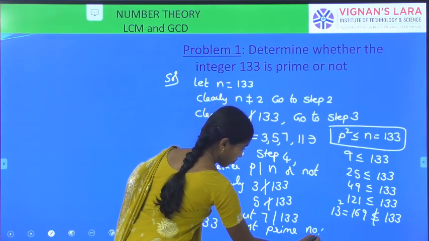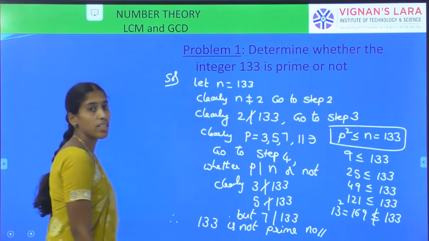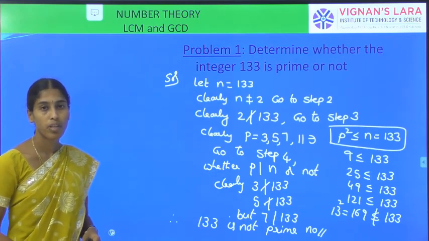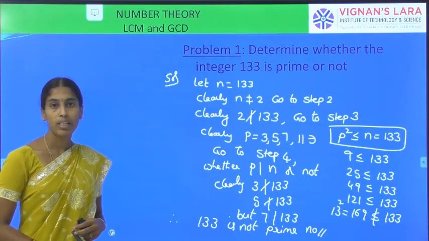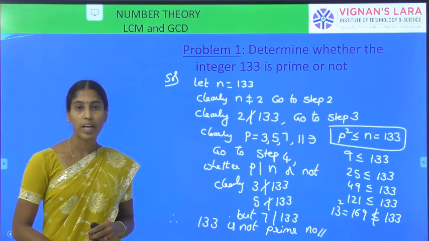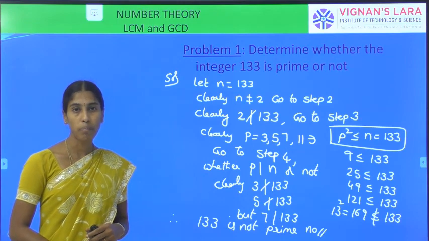In this class, we discussed the relation between LCM and GCD of two numbers. Then we started the algorithm to find out whether a given number is prime or not.